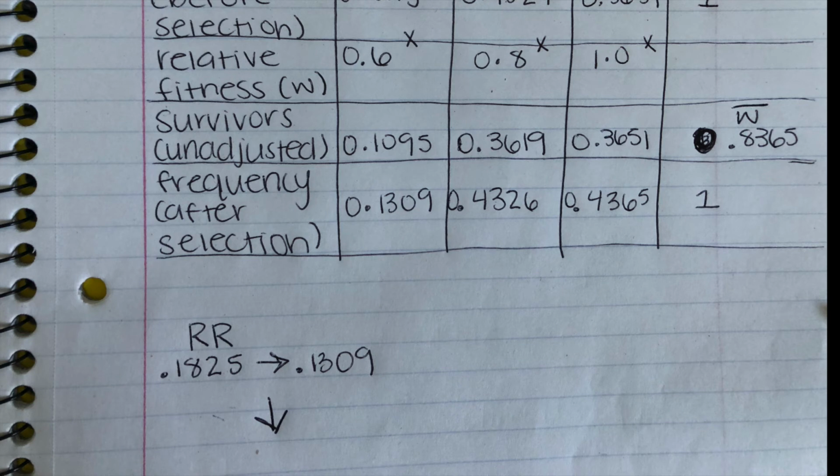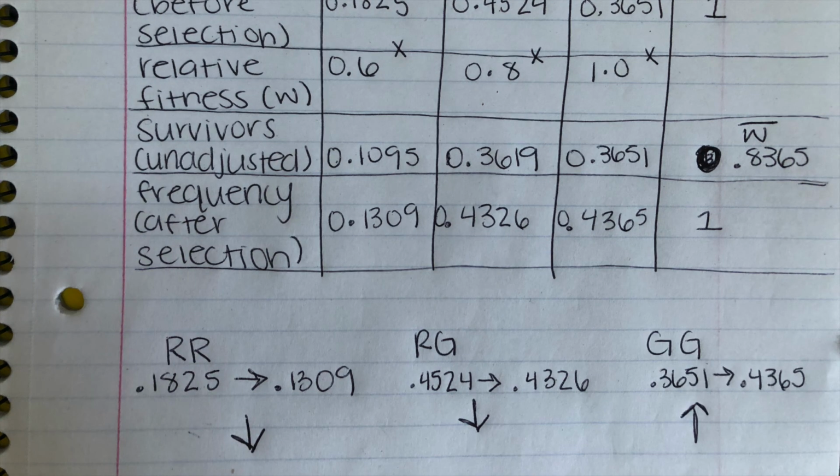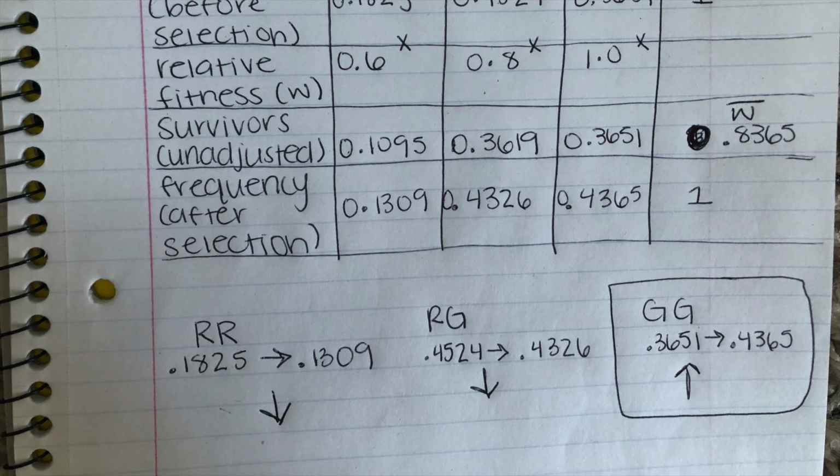Genotype RR went from 0.1825 to 0.1309, so they decreased in frequency. Genotype RG went from 0.4524 to 0.4326, so they also decreased. Genotype GG went from 0.3651 to 0.4365, so they increased in frequency.